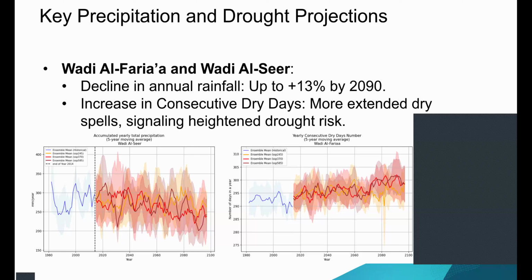For the precipitation, a 13% reduction may not seem extreme at first glance, but it will have a significant impact on water availability, especially when combined with increased temperatures and evapotranspiration rates. So prolonged dry periods, like we see in the CDD, can also affect the groundwater recharge, putting additional pressure on already stressed water resources.